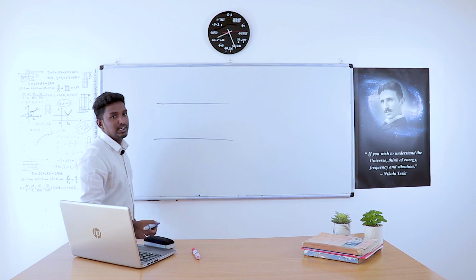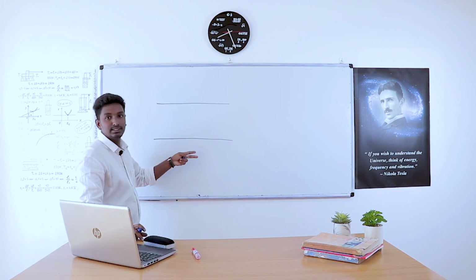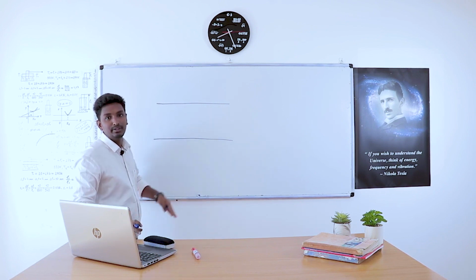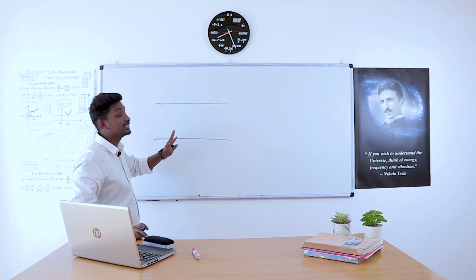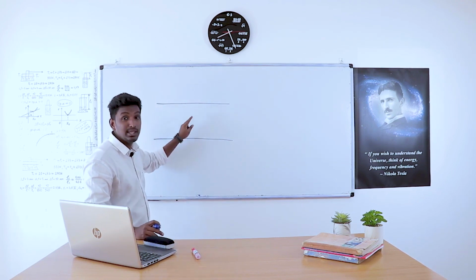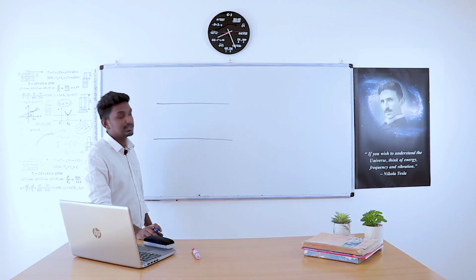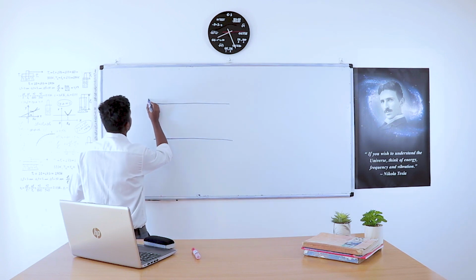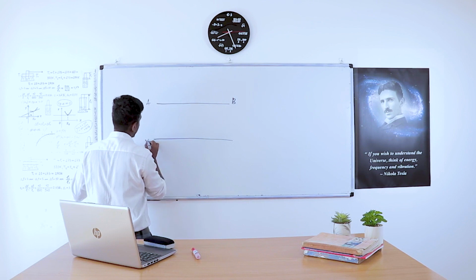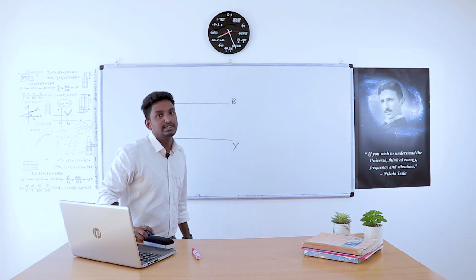These are two parallel lines. Parallel lines simply means two lines where the distance between them is the same everywhere. That means these two lines never intersect each other. They maintain the same distance everywhere. They are called parallel lines. Let them be AB and XY. AB and XY are two parallel lines.